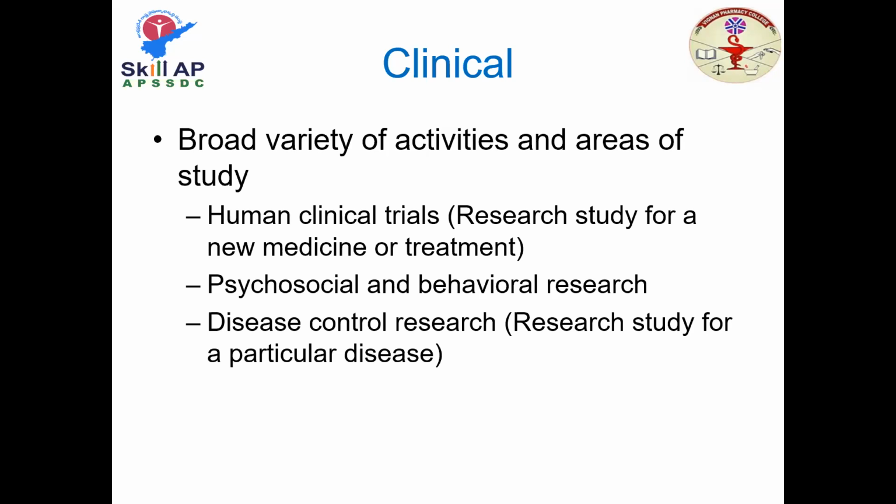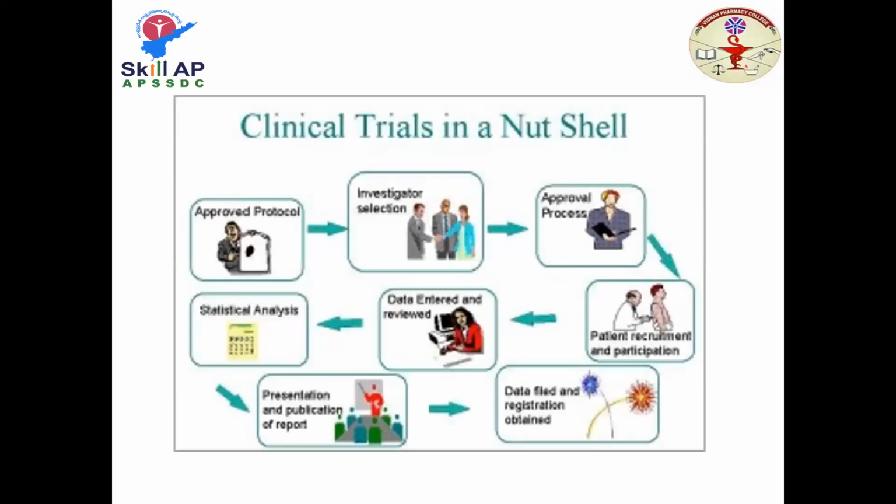They will evaluate whether people consuming a high protein diet, good fiber diet with less fat are getting hyperlipidemia, compared with people who are taking more fat. So they will be developing a disease control research study for a particular disease, like human clinical trials for a specific device or medicines, and psychosocial behavioral research, where they evaluate social behaviors. So that is clinical trials in a nutshell.